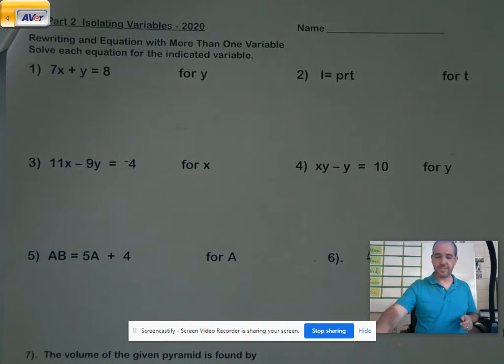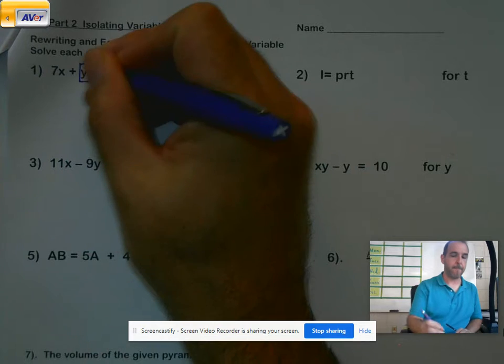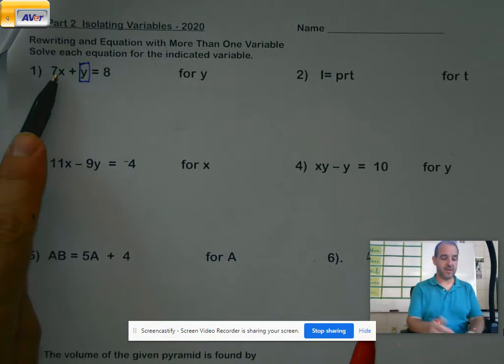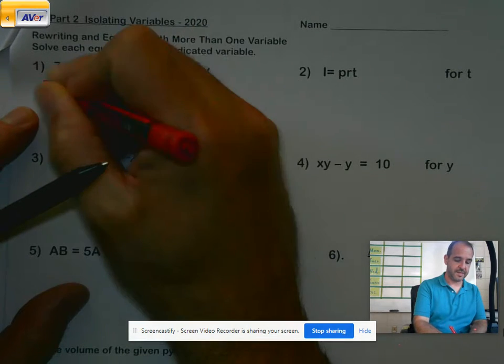First thing I would suggest with these, whenever you're told what variable you're solving for, immediately box that in. Colors even better, but at least box it in. Why? Because now my focus becomes, what do I have to do to get that variable alone? Well, here I'm adding 7x to it. So I need to minus 7x.